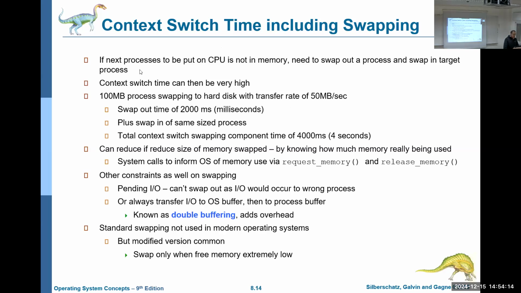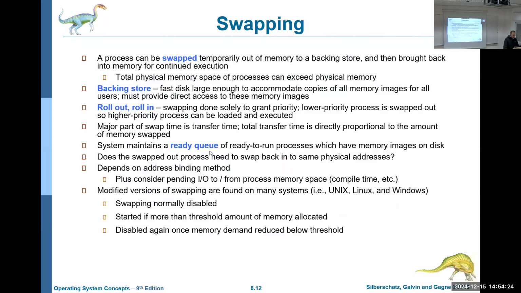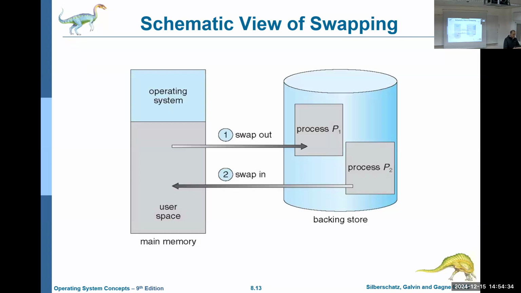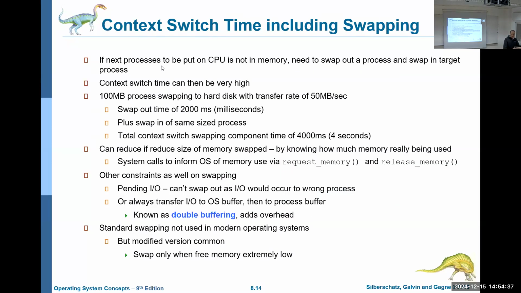Context switch time, including swapping. If the next process to be put on the CPU is not in memory, this goes back to the idea that we have a ready queue of all the processes. Now it's all of a sudden the turn of a process, but this process by chance is not in memory. Like I said, it's usually called a job queue. If the next process to be put on the CPU is not in memory, you need to swap out a process and swap in the target process. Context switch time can then be very high.